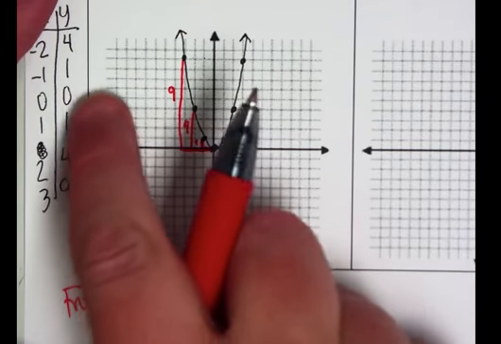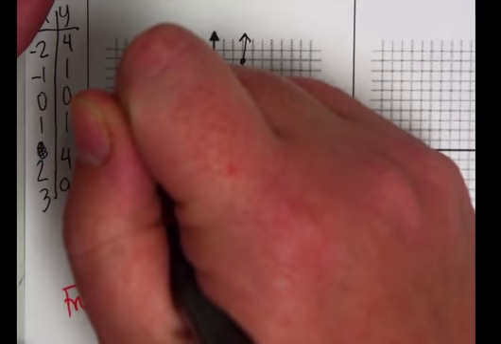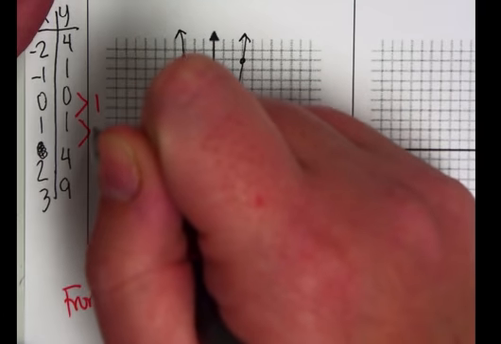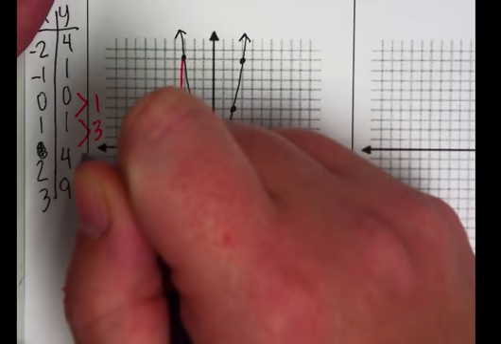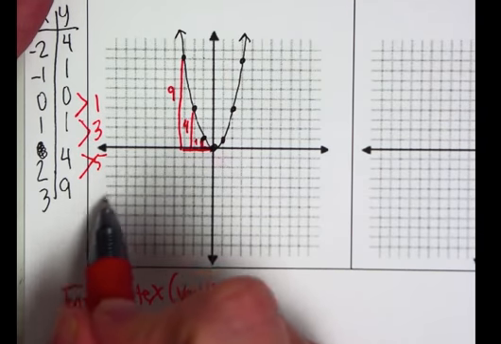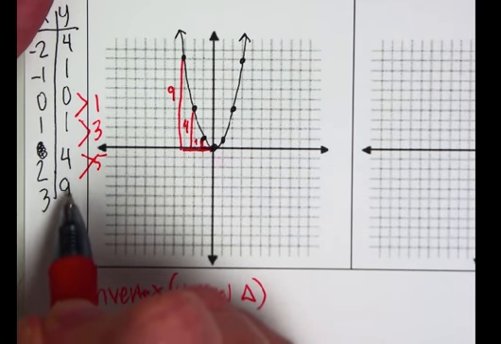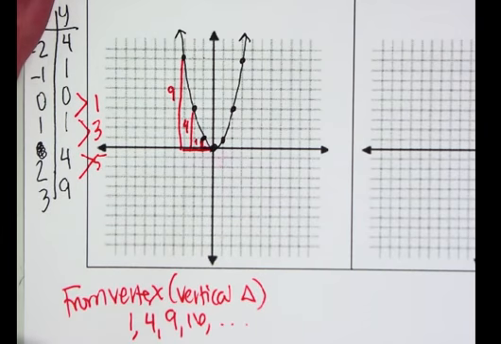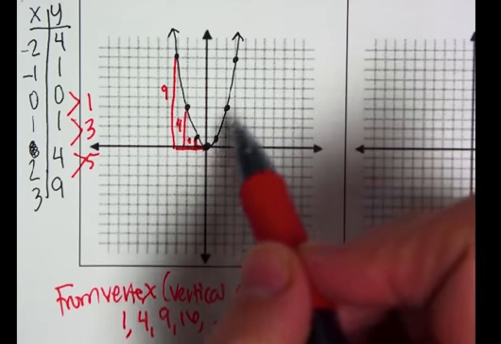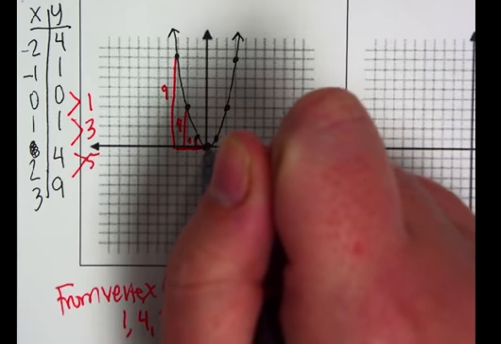So what's the difference as we work our way through this table? From 0 to 1, we go up 1, and then from 1 to 4, we go up 3. From 4 to 9, we go up 5. Then the next one, we go up 7, which is right, because the next one will be 16.